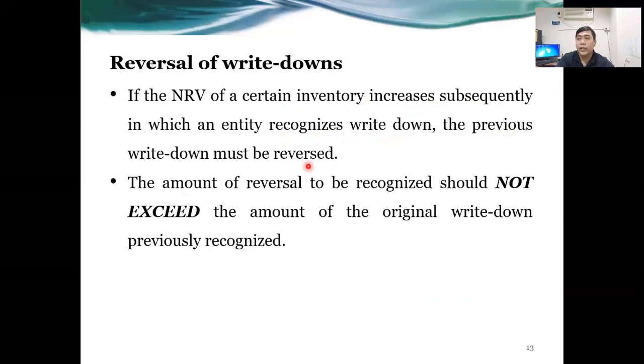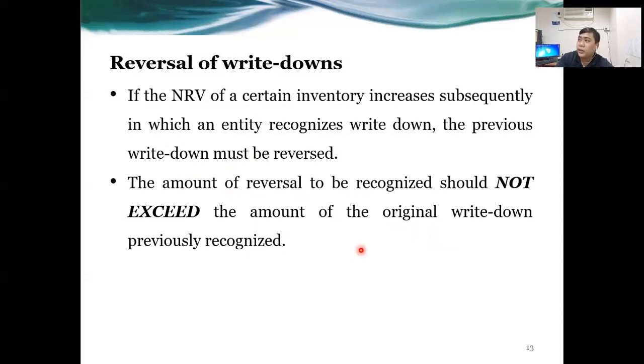Okay? Kung nag-recognize ka sa piso last year, okay? Then write-down, then yanda nga year is that nag-increase na siya or mas lower na ngayon ang cost sa NRV. Automatically, whatever the difference between that increase, okay, unahon mo na ito i-reverse. Then the amount of reversal to be recognized should not exceed the amount of the original write-down previously recognized.